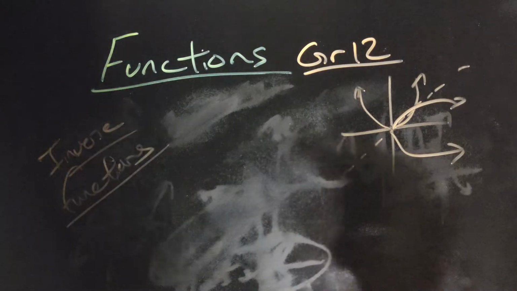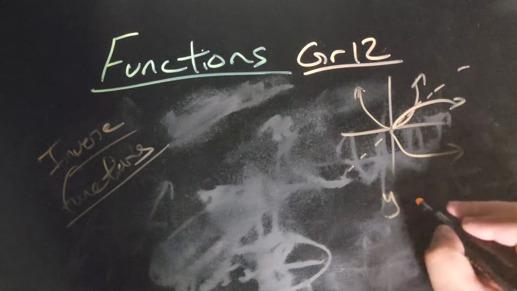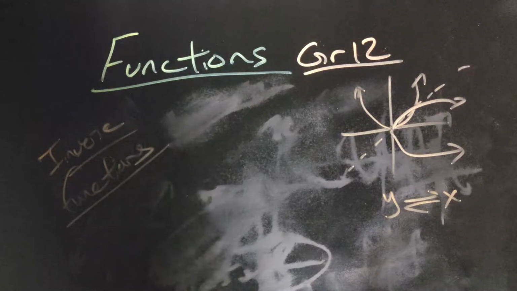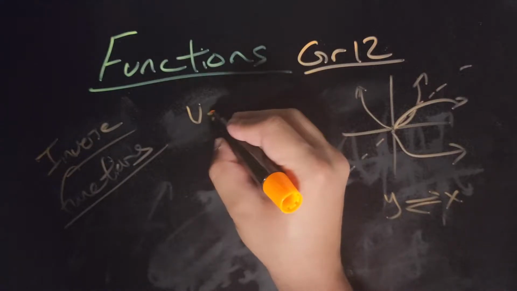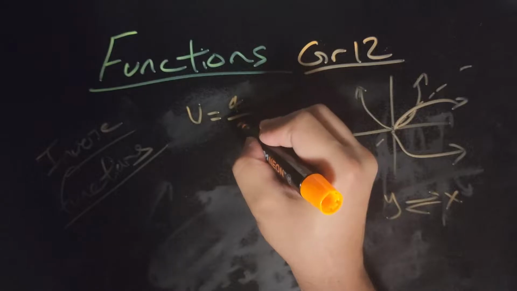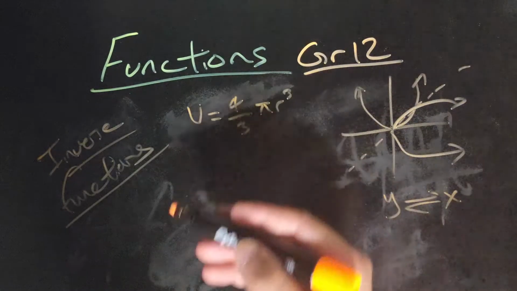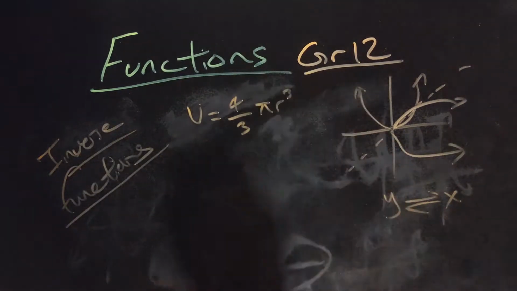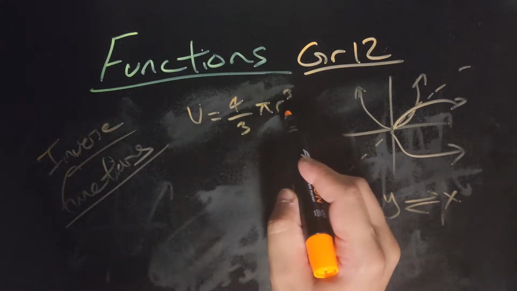But if you wanted to do it algebraically, you just swap out the x and y and isolate for y again. So for example, if you took the volume of a sphere, which is volume equals 4 over 3 pi r cubed, if you wanted to find the inverse of this, you would just isolate r. Right now, v is a function of r.